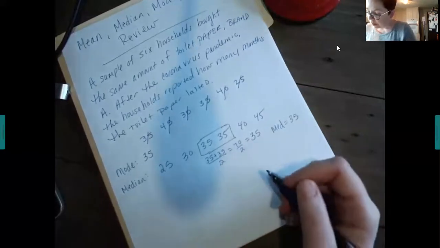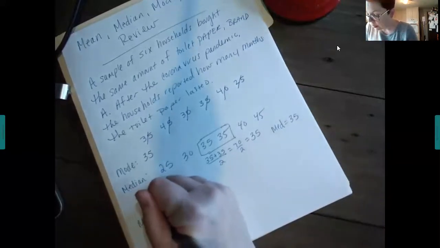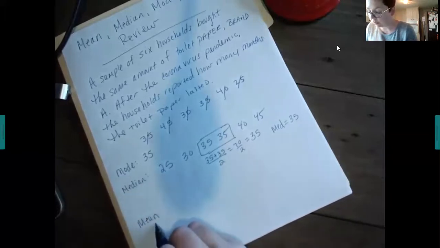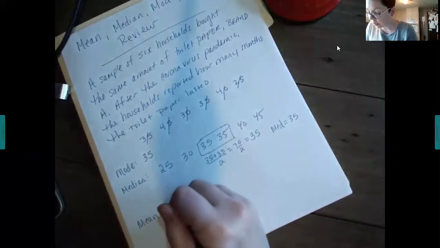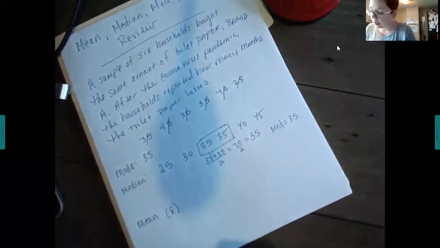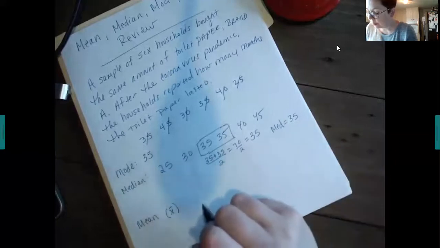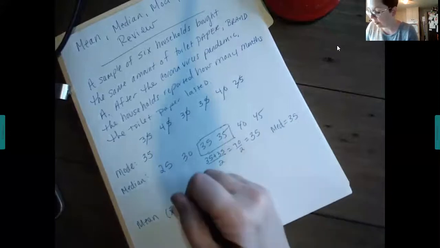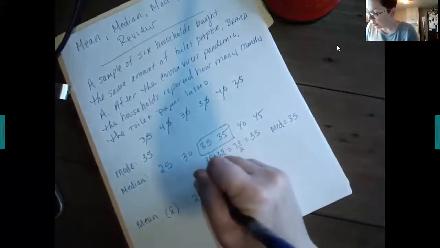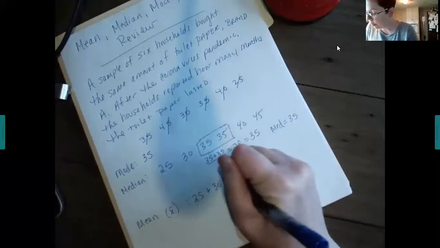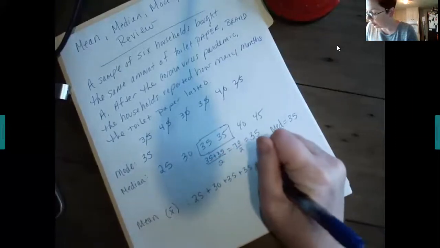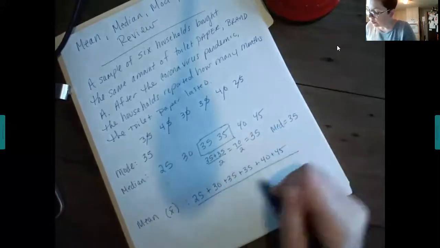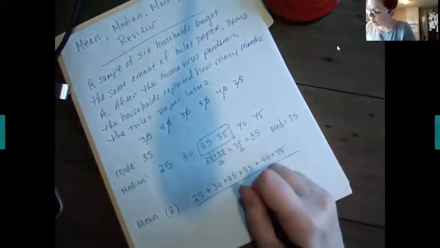And then for the mean, we have a symbol for that. So a lot of times the symbol for mean for a sample will be X bar. And again, we just add them up and divide by how many numbers we have. So the nice thing is we don't have to have them in order, but not bad if we do, I guess. So we add them all up and divide by how many we have. We have 6 numbers.